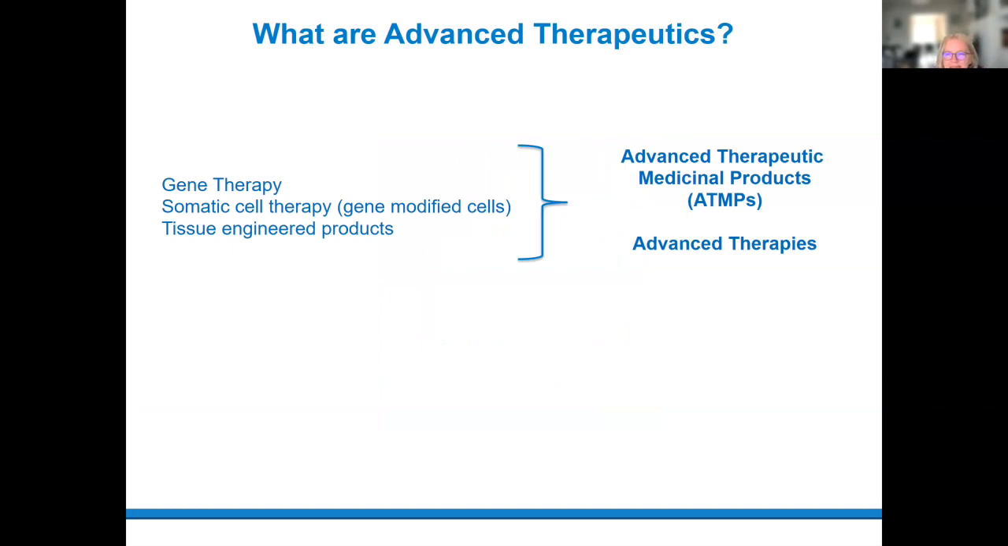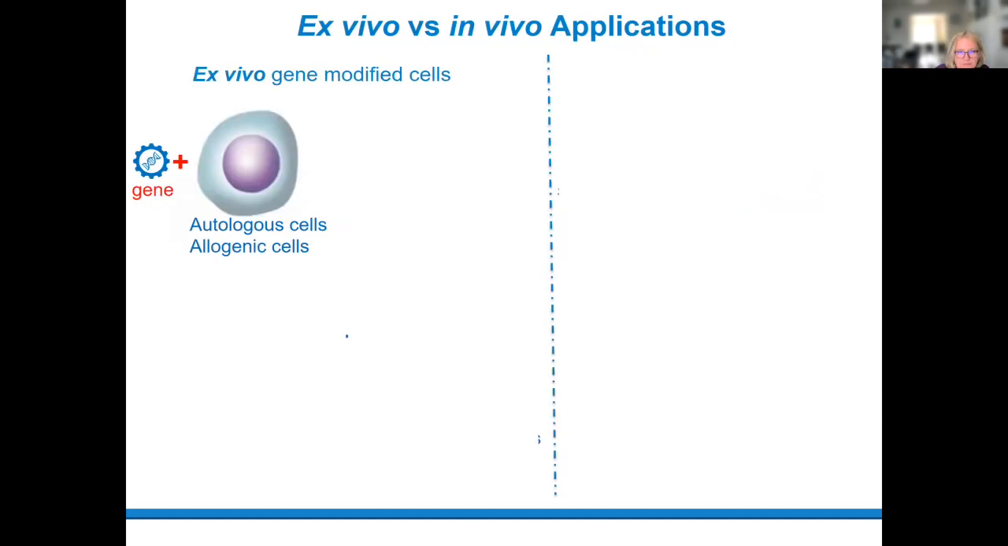So what are advanced therapeutics and gene therapy? Gene therapy is what we call an advanced therapeutic, and I just wanted to define this because sometimes the nomenclature gets a little bit confused. Advanced therapeutics, or advanced therapeutic medicinal products, it's the same thing. And into this category falls gene therapy, but also cell therapy, so gene-modified cells, as well as tissue-engineered products.